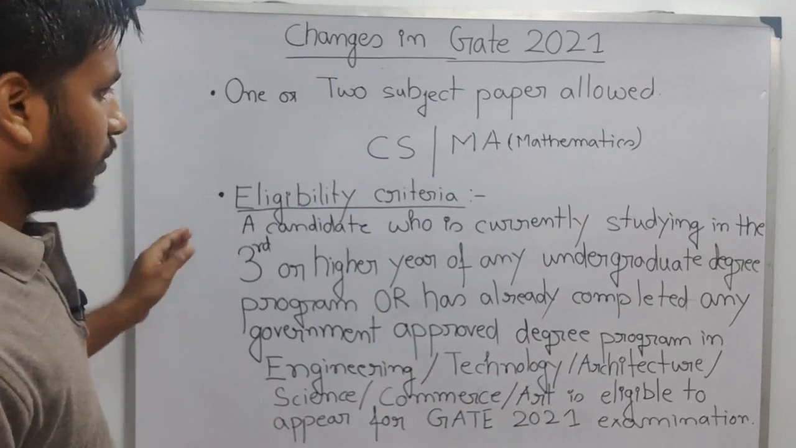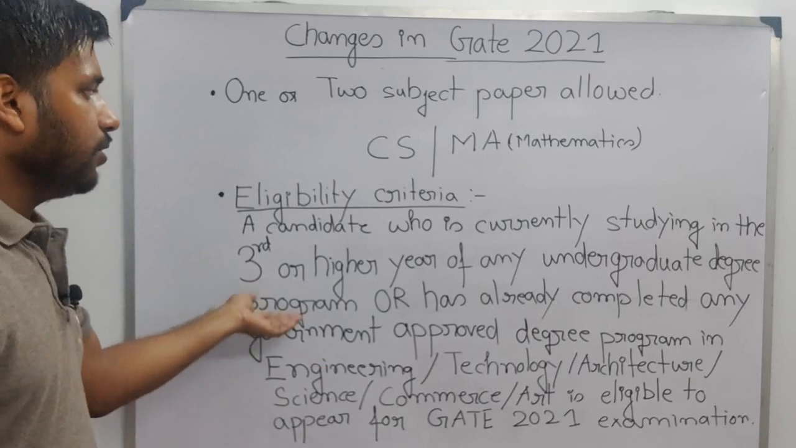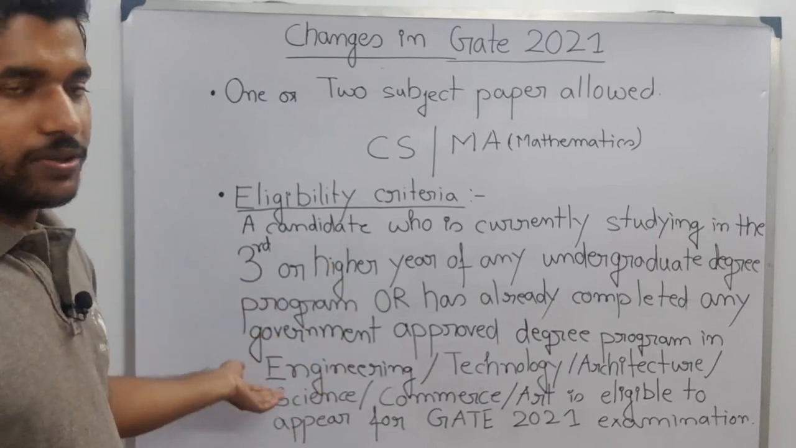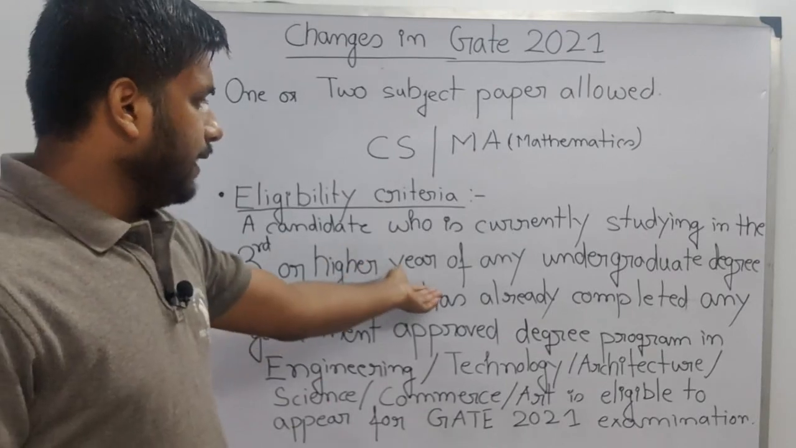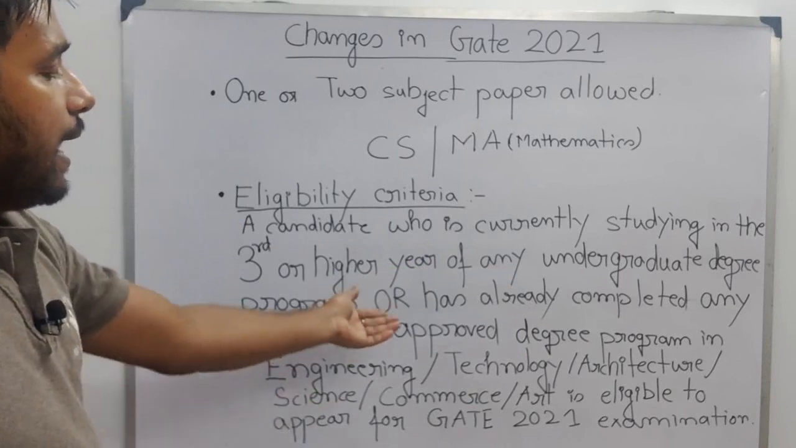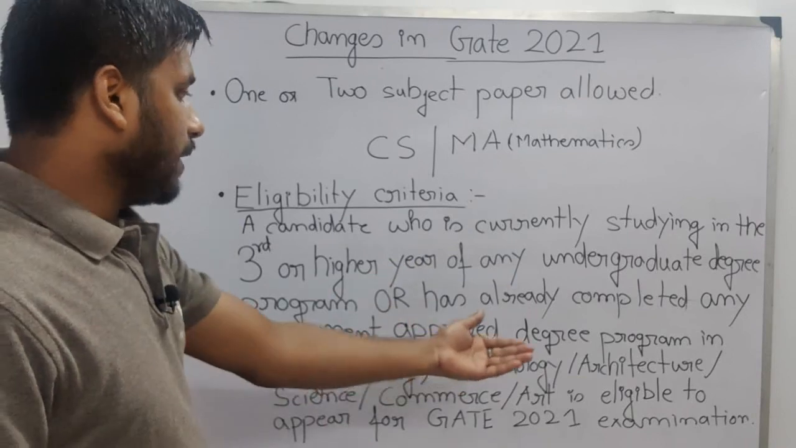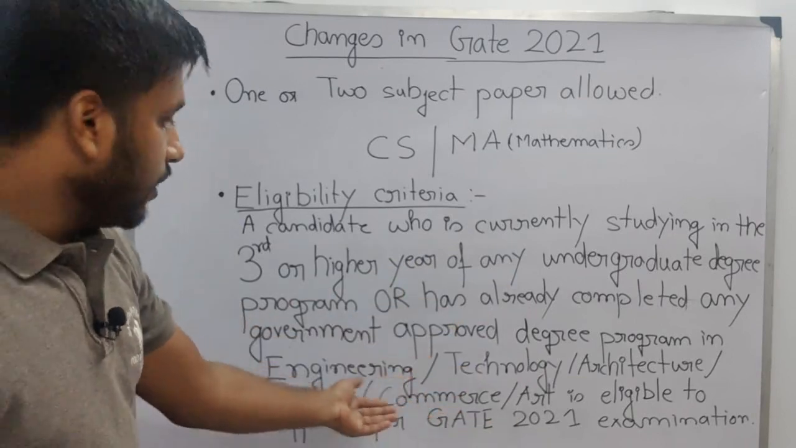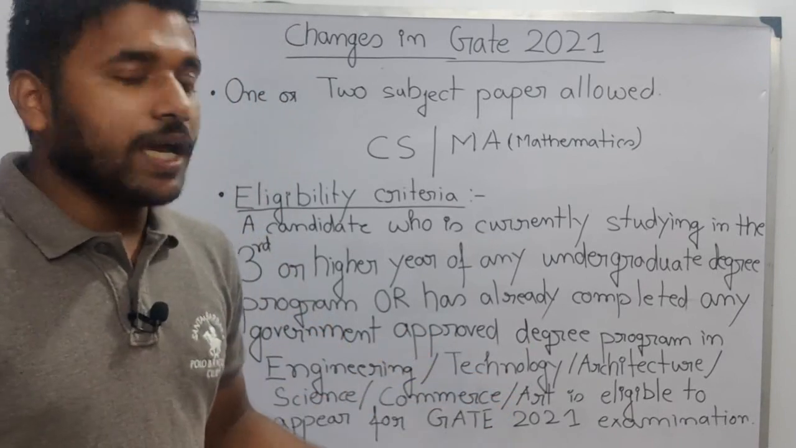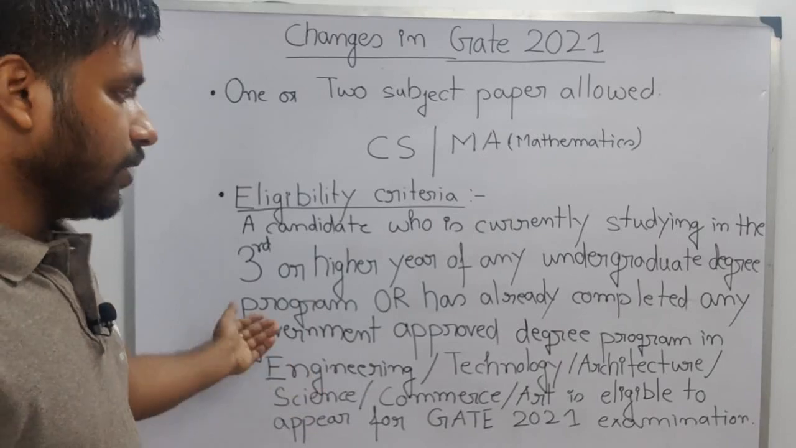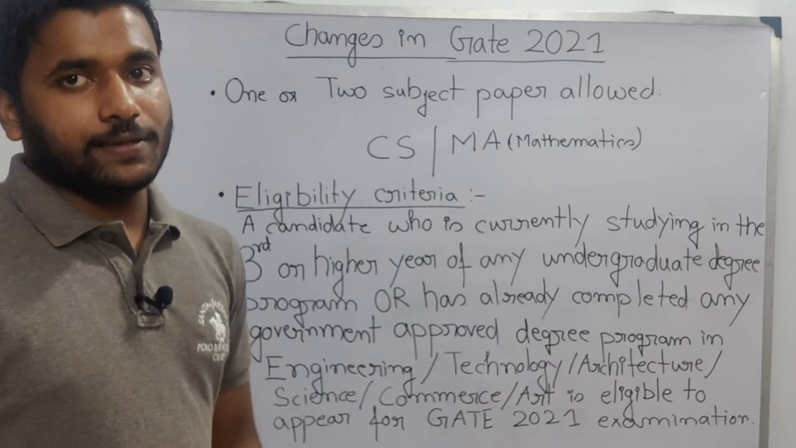Okay. Now what is the eligibility criteria? As you have seen, candidates who are studying in the third year are also eligible now, because previously it was not eligible in 2018 and 2017. So third year or higher year of any undergraduate program, or having already completed any government-affiliated degree program in engineering, technology, architecture, science, commerce, arts. So these are also eligible. Some people get confused that the GATE exam is only for engineers, but it is also for science, commerce and arts; they are eligible to appear for the GATE 2021 examination.